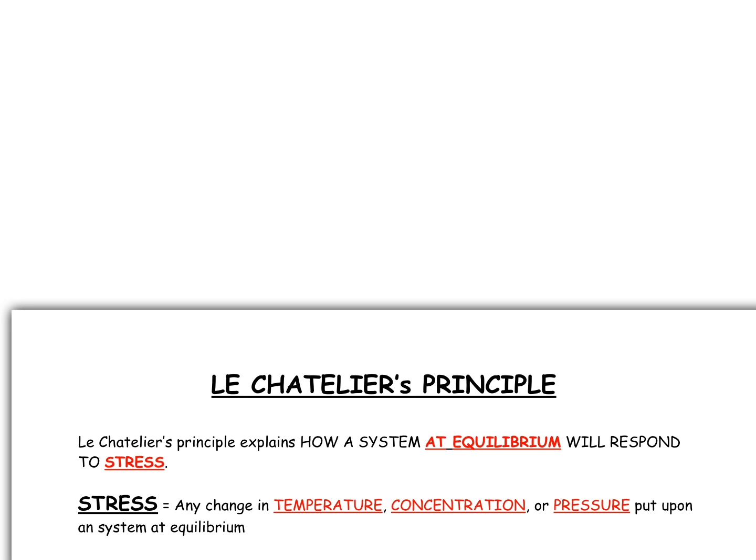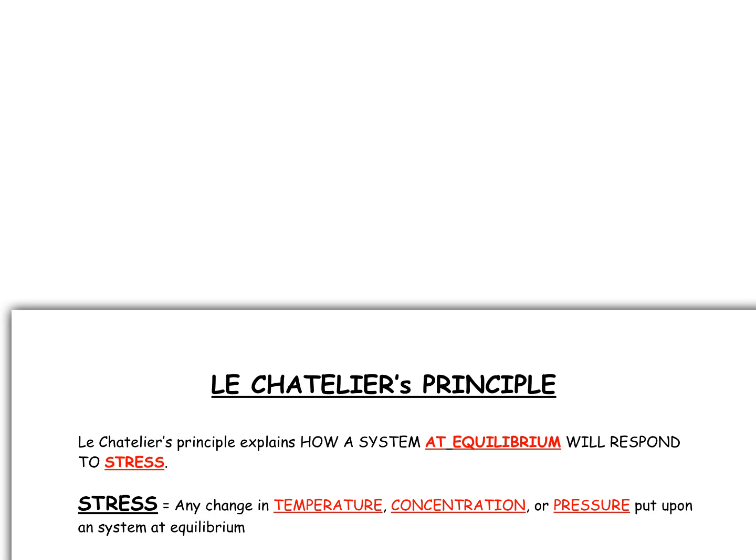So Le Chatelier's principle. Le Chatelier's principle explains how a system at equilibrium will respond to stress. I want you to think about your own life. Stress, something that agitates, messes with you. Okay, you're at equilibrium, everything's going good. Something happens and screws over your equilibrium. So a stress is any change in temperature, concentration, or pressure that's put upon a system.